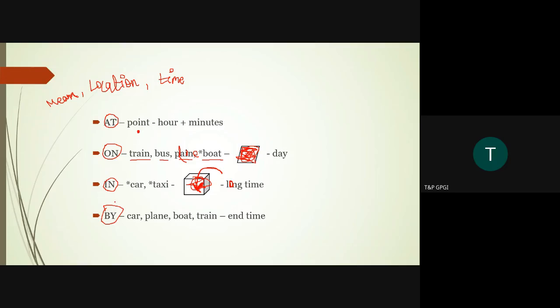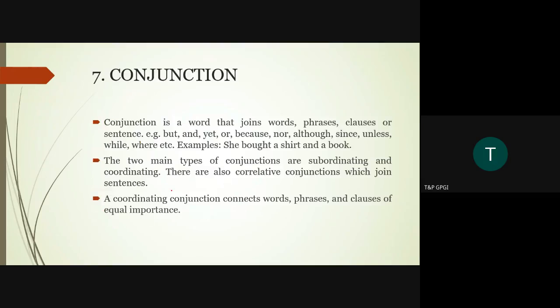So I hope you understood when you have to use by, in, on, at for transportation, location, and time. I've told you to use at, on, in, by for transportation, location, and time. We'll move on now to the next slide, and the next slide brings us to conjunction.